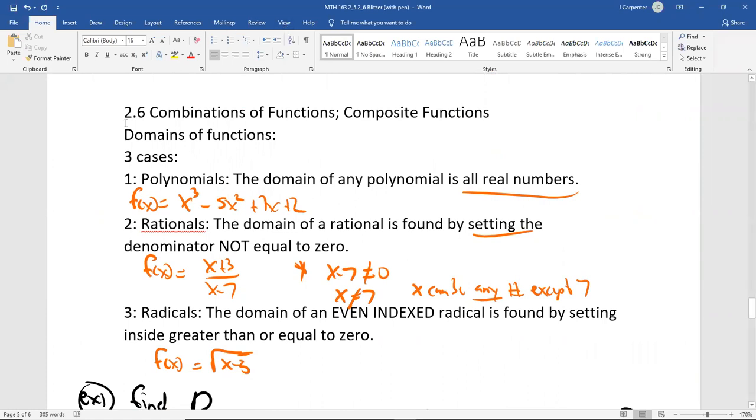We are in 2.6. We're going to pick up where we left off last time after just a quick 30-second recap and very lightly talk about the test.